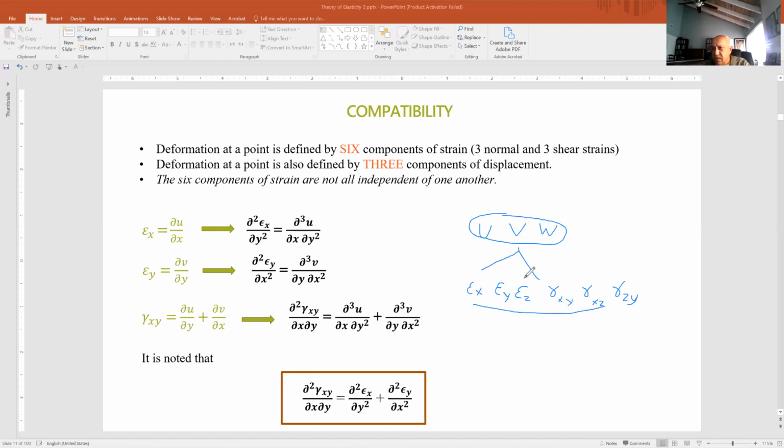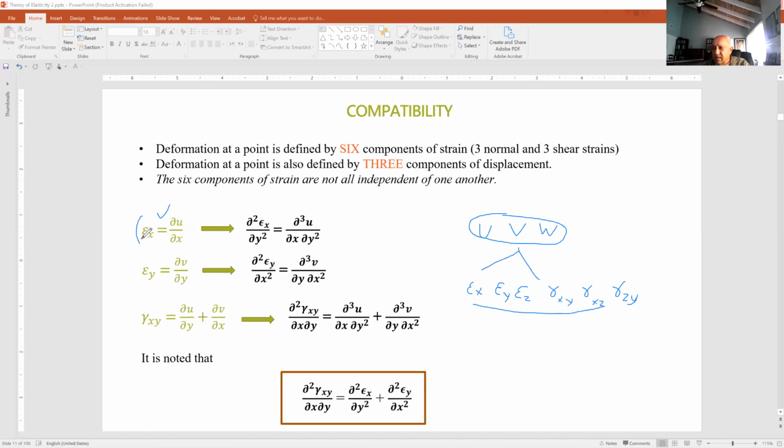Let us look into the equation. Epsilon x is the partial derivative of u with respect to x. Let us get the second derivative of this expression with respect to y. So the derivative of epsilon x with respect to y twice would be the derivative of this term with respect to y twice, and that's what we did.